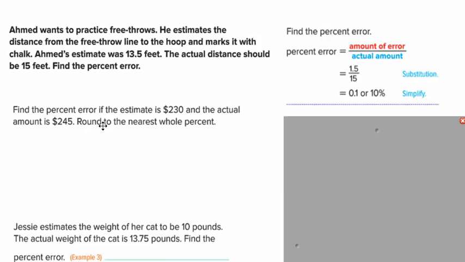You do these 2 problems, and I'm going to check those 4 and these 2 problems tomorrow. If you have any questions, let me know.